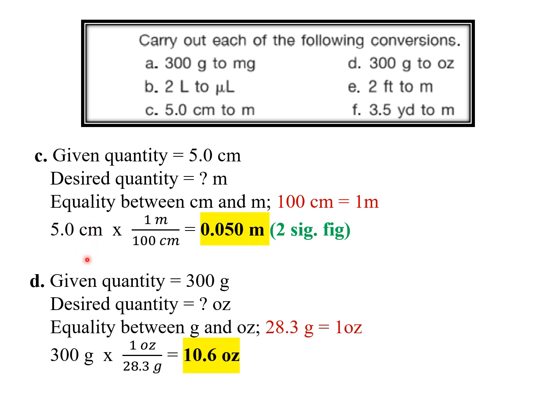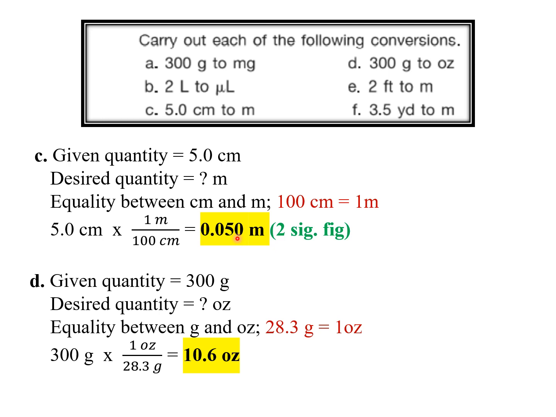So based on the given quantity unit, centimeter is the unit, then denominator should have the same unit. So just select this conversion factor. Then centimeter cancel. 5 times 1 is 5, divided by 100 is 0.05 meters.